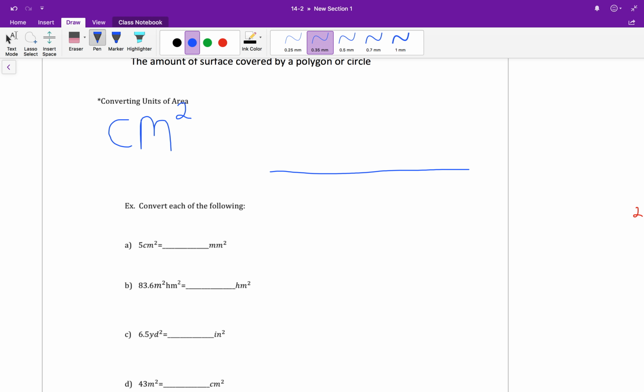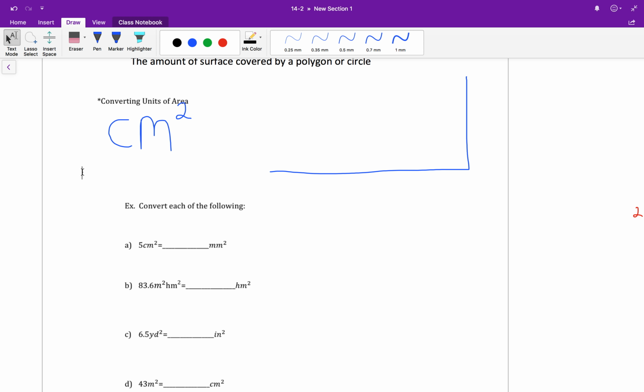Well, now, by measuring area, I have to measure the length and the width. So there's centimeters going this way and centimeters going that way. And to calculate the area of, like, our desk, it would be length times width. Well, centimeters times centimeters is centimeters squared. So my units are going to be squared.